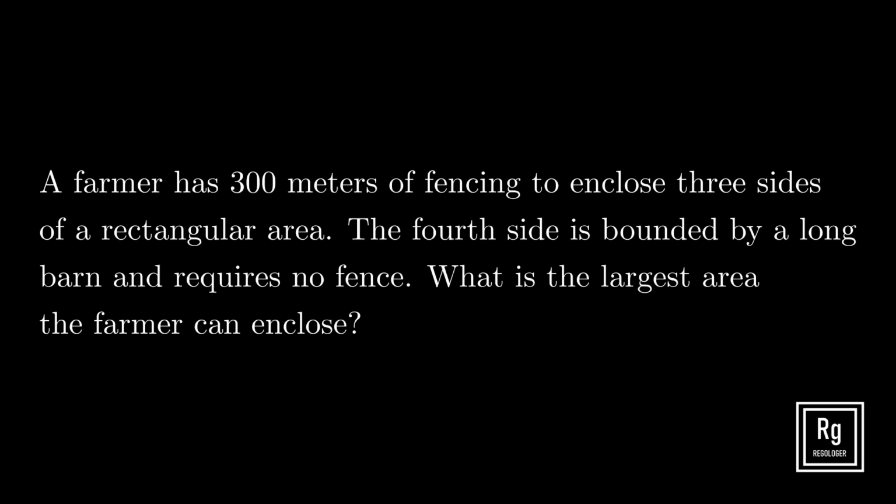A farmer has 300 meters of fencing to enclose 3 sides of a rectangular area. The fourth side is bounded by a long pond and requires no fence. What is the largest area the farmer can enclose? Let's visualize the problem to help us find the maximum area.